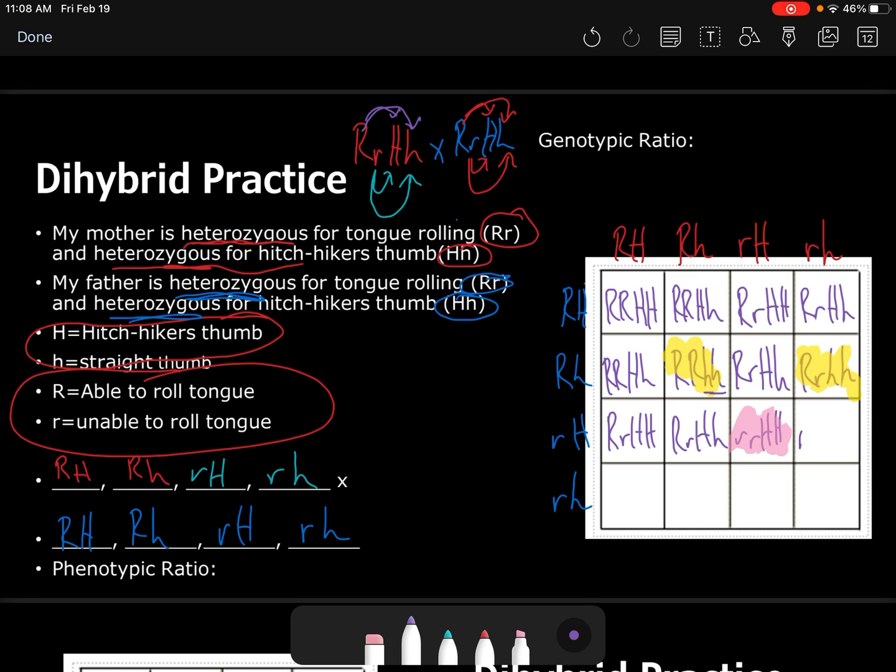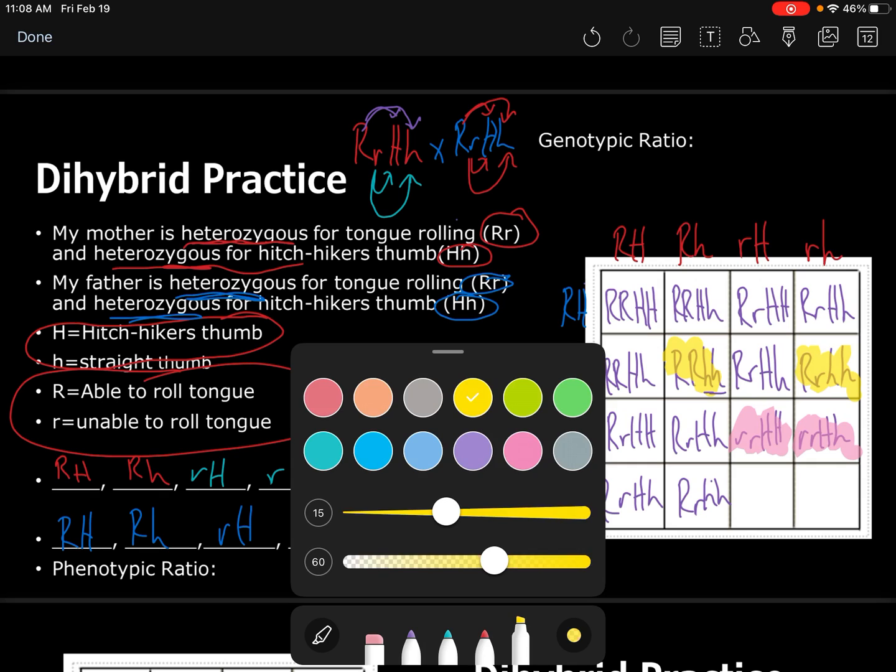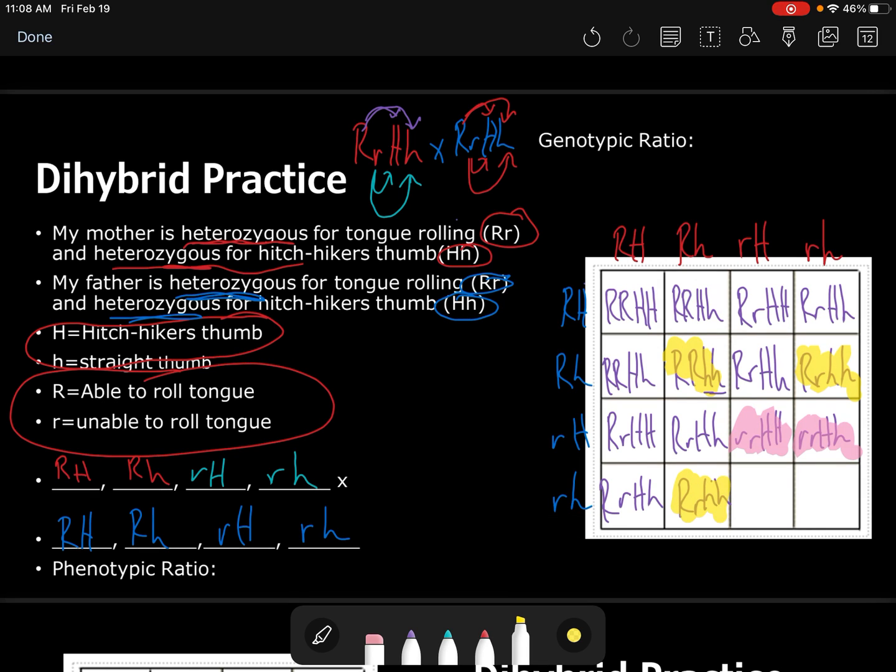Next one is going to be little r, big H, little h again. So this is also another one that is going to be little r, big H, little h. Okay, and then we have big R, big H, little h. We have big R, little h, little h. So this will be the final one where we have the little h in there. And then we have little r, big H, little h.